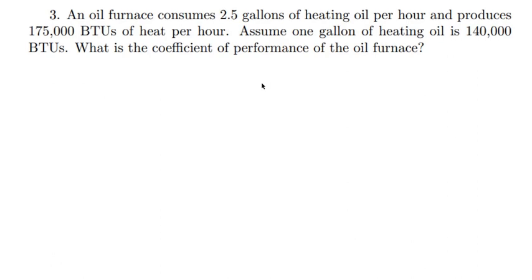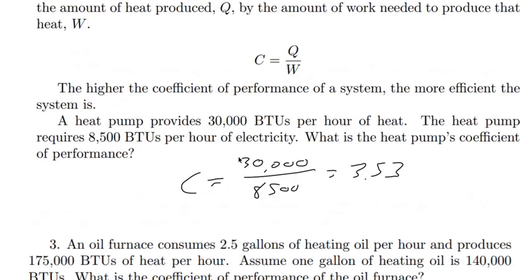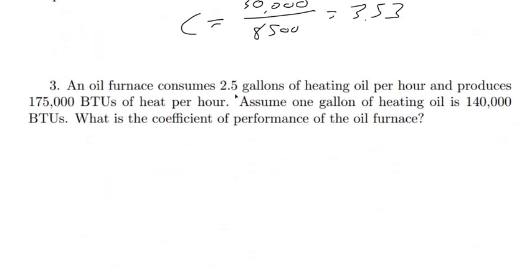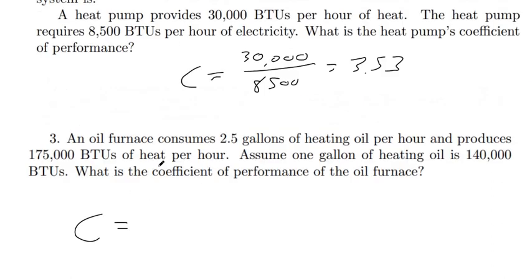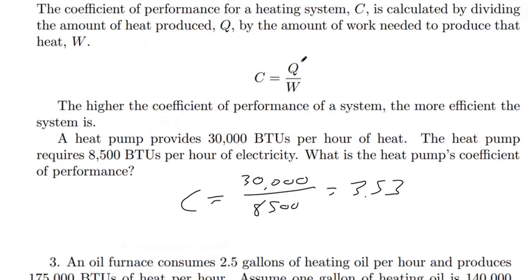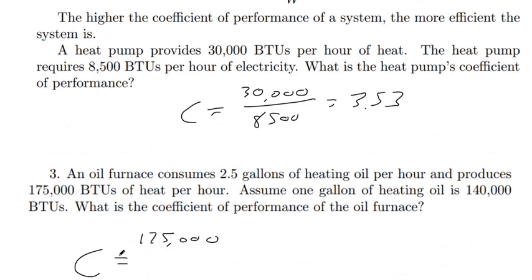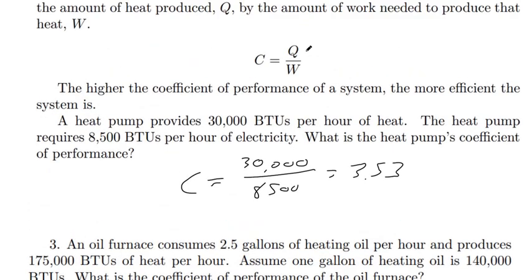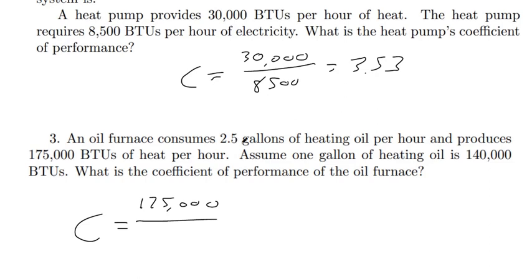So before we can just plug the numbers into that formula that we just used, remember what we plugged in before were just BTUs per hour. This one gives us gallons of heating oil per hour. So we need to make a little bit of a conversion. So the amount of heat it produces per hour is 175,000. That's what Q is, the amount of heat produced per hour. And then we're going to divide that by W, the amount of work needed to produce that heat. So we can't plug in 2.5 because you'd be dividing BTUs by gallons, right?